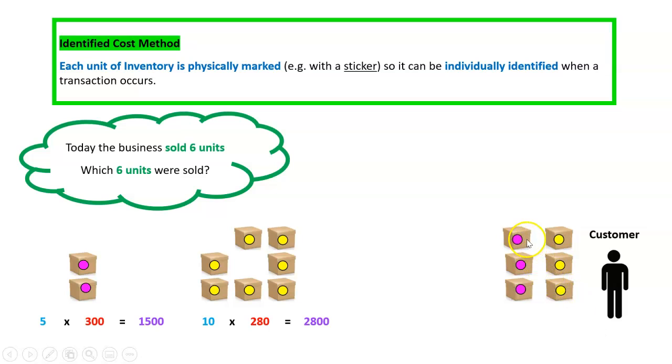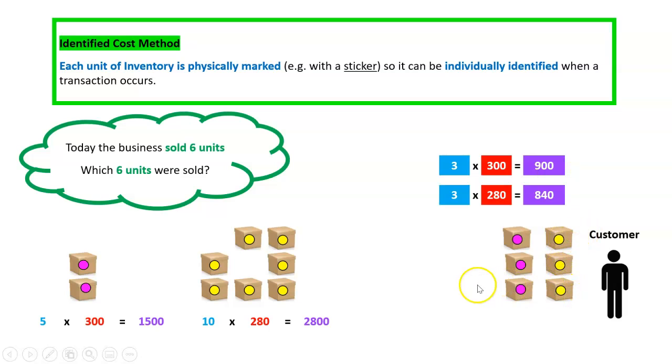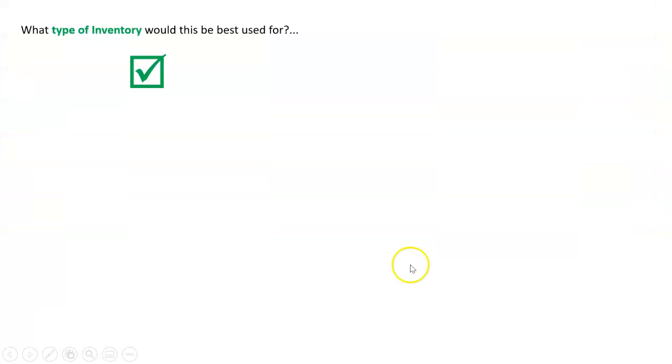So the customer grabbed 3 pink ones at 300. That's a total of 900. And they grabbed 3 yellow ones at 280 each. That's a total of 840. So we can now value that transaction and say the cost of that transaction is $1,740.